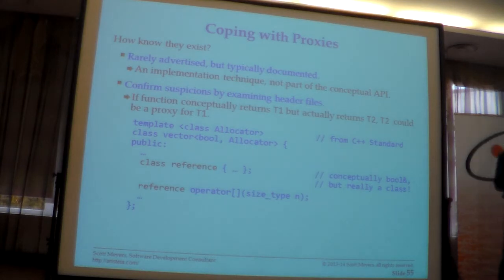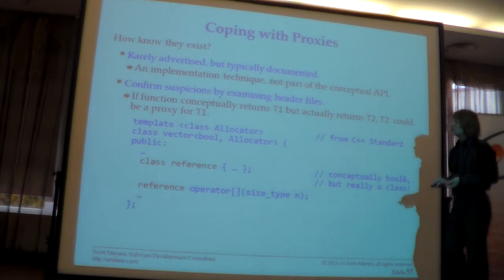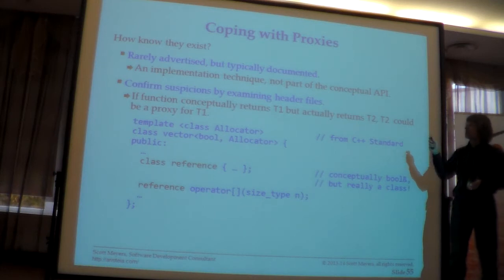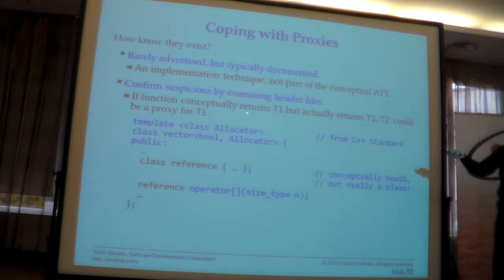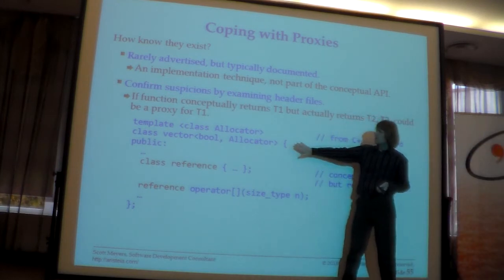If you suspect that there is a proxy type being used, either because you're getting strange behavior in your program, whatever it happens to be, you can check by examining the header files. This is not the easiest thing to do. But if a function conceptually returns some type, but it actually returns some other type, then T2 would be a proxy for T1. So as an example, from the header file for vector, here's vector of bool.